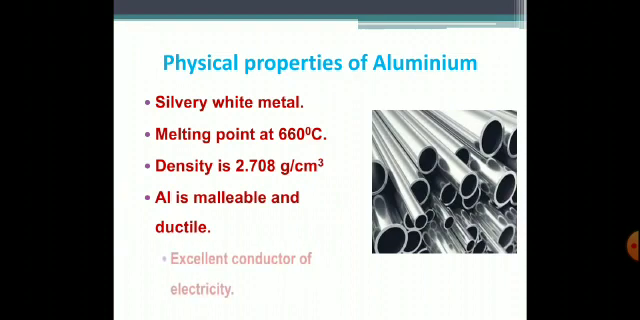Aluminium is an excellent conductor of electricity. We know that all metals are good conductors of heat and electricity, so aluminium is an excellent conductor of electricity. Silver and copper are better conductors than aluminium, but silver and copper are much more expensive. So engineers are looking forward to using aluminium more often in electrical equipment because of its lower cost.